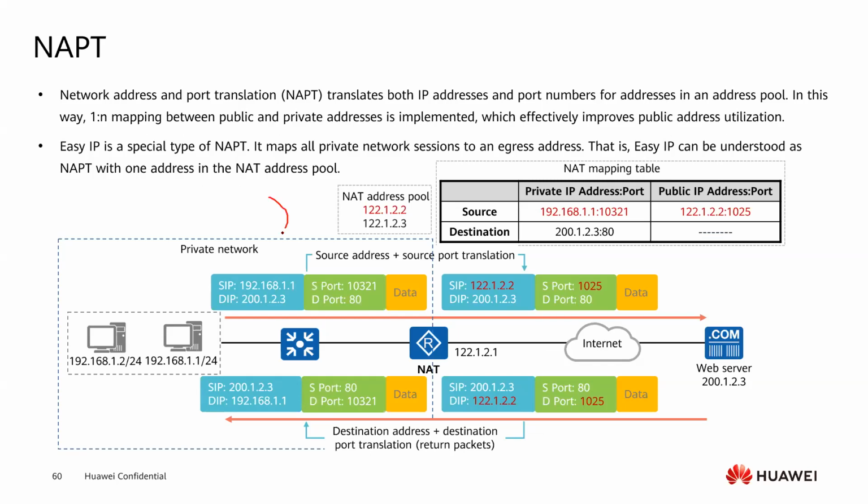So there will be a little bit of basic idea of NAT. NAPT. This one I guess everyone is familiar with, right? NAPT. What is NAPT? What is Easy IP? I guess this one is easy. We just map the private IP address and port to the public IP address and port. Okay, right? So about this we pass.